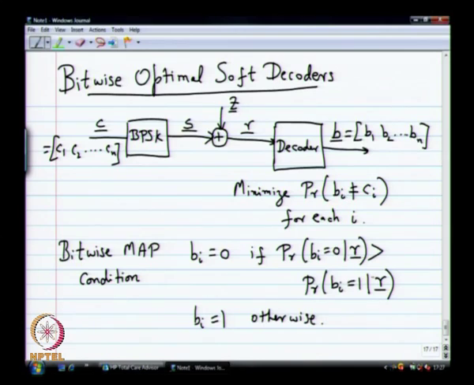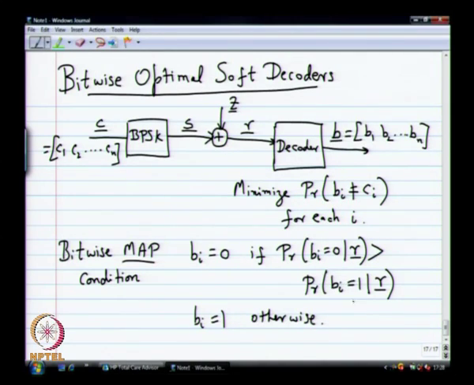Okay, so given an R, you have to compute these two probabilities, which you can say are bitwise MAP probabilities. What is MAP, by the way? Maximum a posteriori. So these are basically a posteriori probabilities for each bit. You compute the a posteriori probability for Bi, and see if probability that Bi is 0 is greater than probability that Bi is 1, and if that is true, then you simply decide 0, otherwise 1.